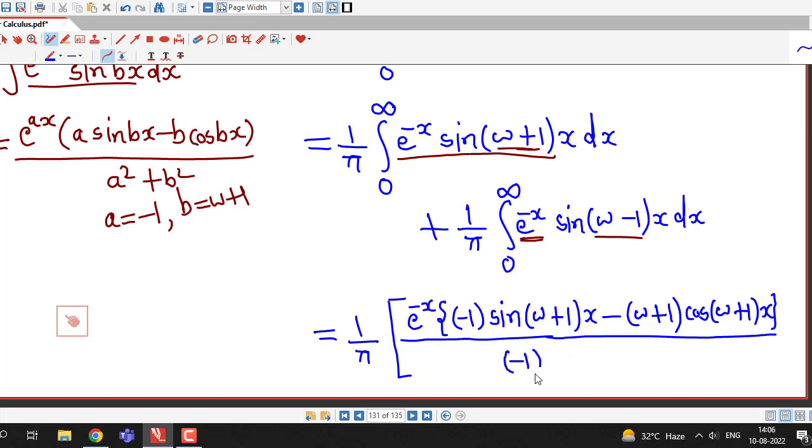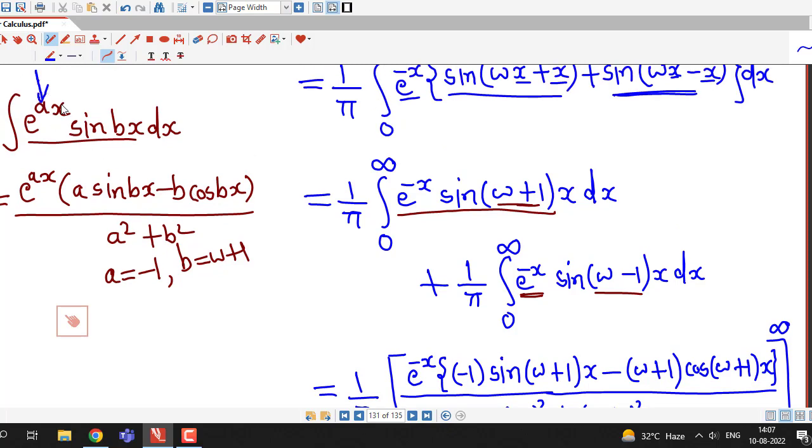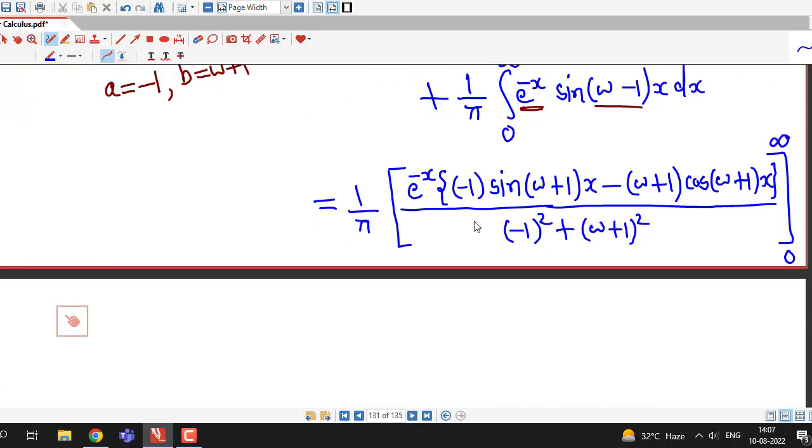The value of a is minus 1 and b is omega plus 1. So here we have (omega plus 1) squared. Limits of x are from 0 to infinity. We have used this formula with a equal to minus 1 and b equal to omega plus 1 for the first integral.